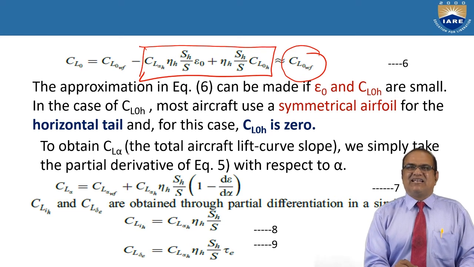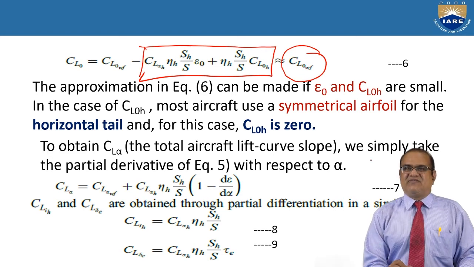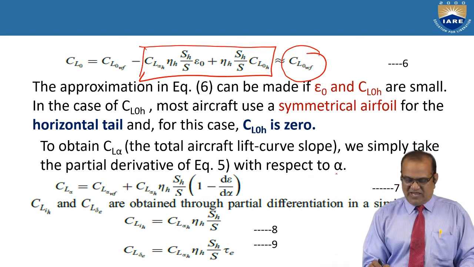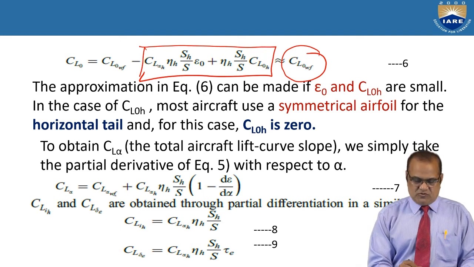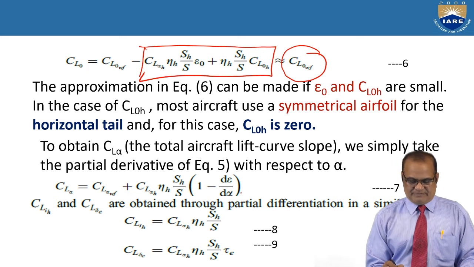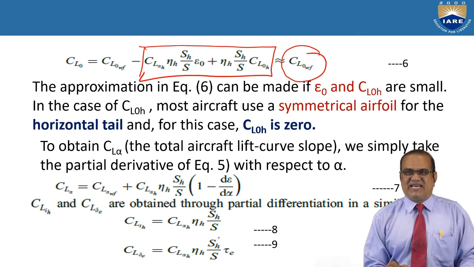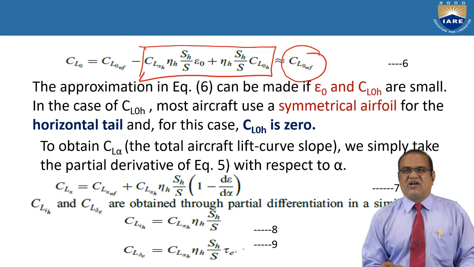To obtain the CL alpha, the total aircraft lift curve slope, we simply take the partial derivative of equation 5 with respect to alpha. So CL alpha is equal to CL alpha WF plus CL alpha H eta_H S_H by S (1 minus d epsilon by d alpha). CL_iH and CL_delta E are obtained through partial differentiation in a similar manner. So CL_iH is equal to CL alpha H eta_H S_H by S. CL_delta E is equal to CL alpha H eta_H S_H by S tau_E.